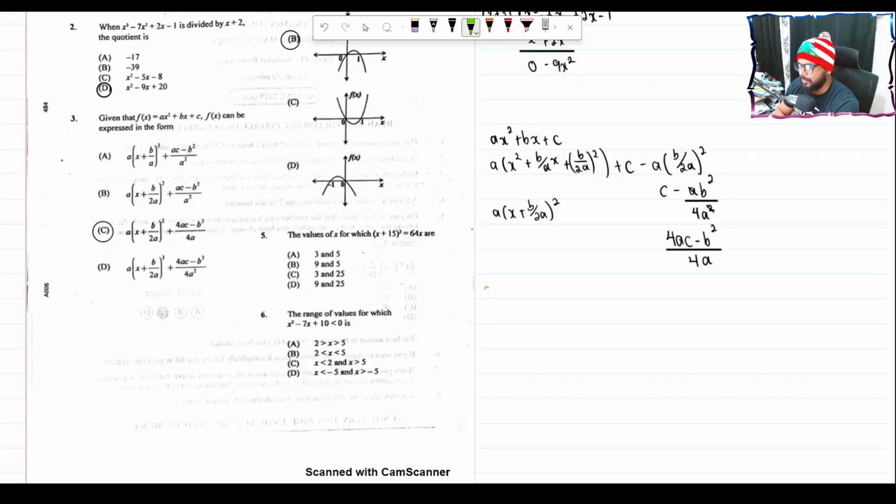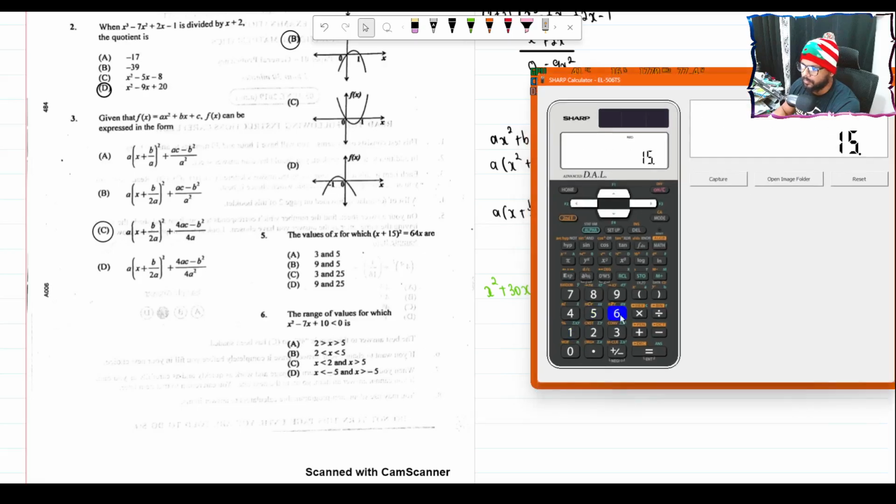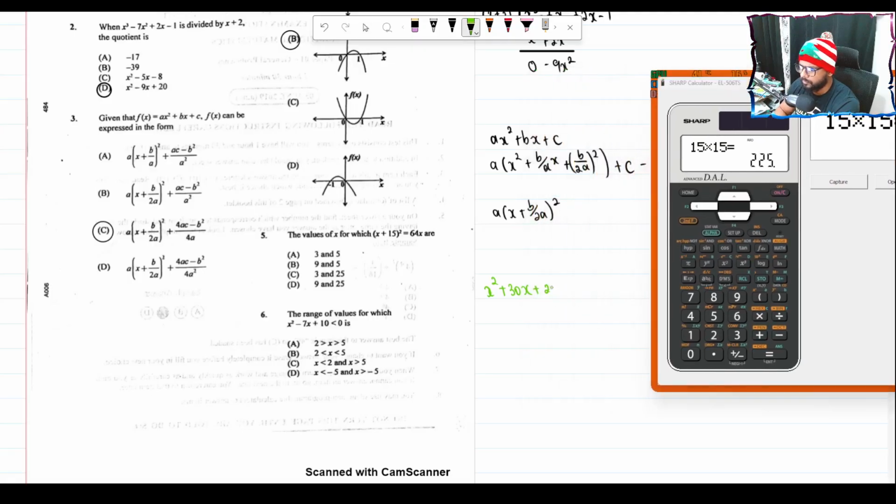Expanding the left-hand side, I'm going to get x squared plus 30x plus 15 by 15, which is 225. If I move the 64 across, it becomes minus 64. So 30 minus 64 is minus 34. So I get x squared minus 34x plus 225. I could solve this on my calculator. A is 1, B is minus 34, and C is 225. 25 and 9 is the answer.